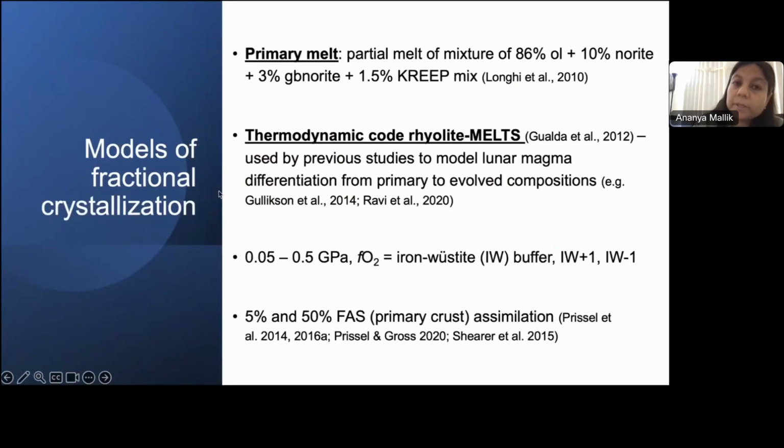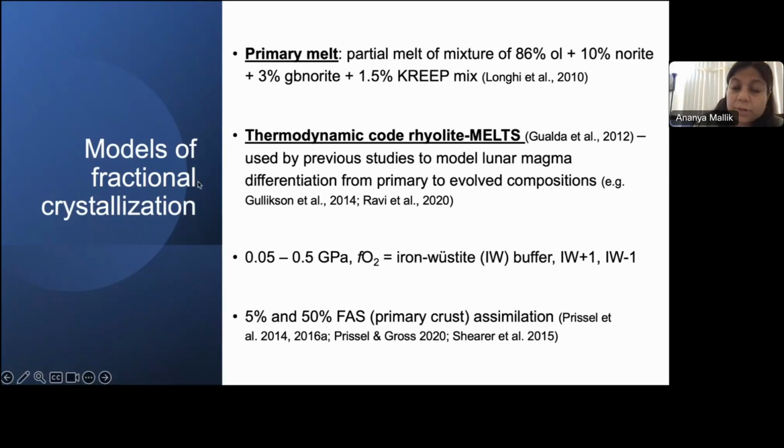So we have taken a primary melt composition that was reported by John Longhi in his paper in 2010. And this partial melt composition is basically the partial melt of a mixture of olivine and some pyroxenes with a little bit of KREEP added into it. Then we use the thermodynamic code rhyolite-MELTS. This code has been used pretty extensively by scientists to investigate magmatic differentiation on Earth, but also for lunar magma differentiation as well, especially looking at lunar magma differentiation from primary to evolved compositions.